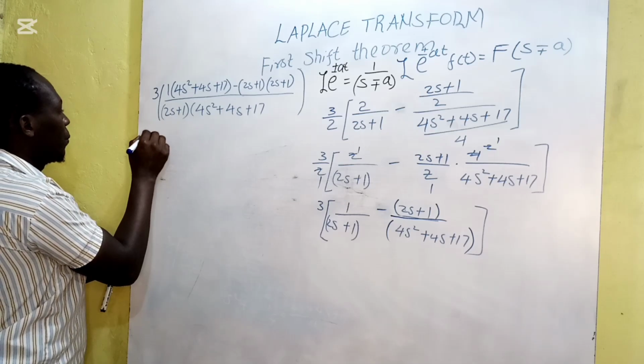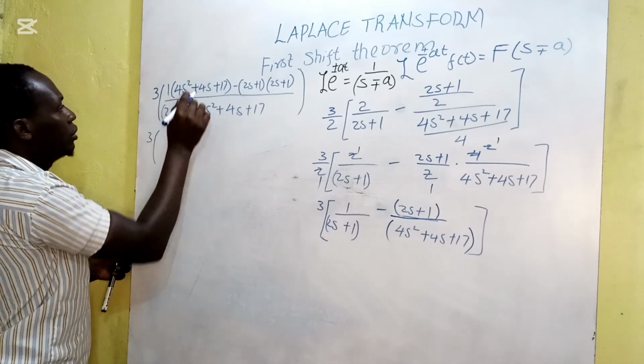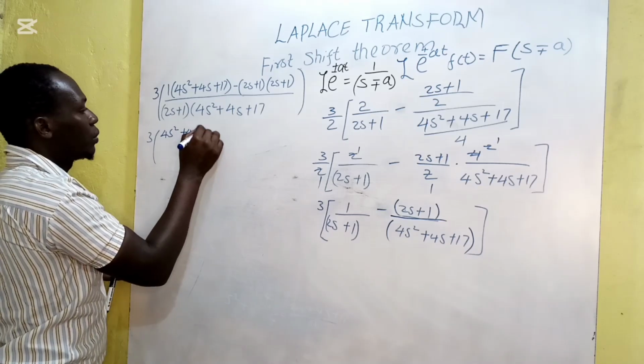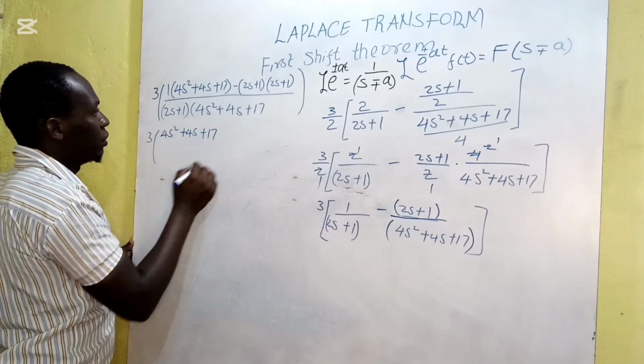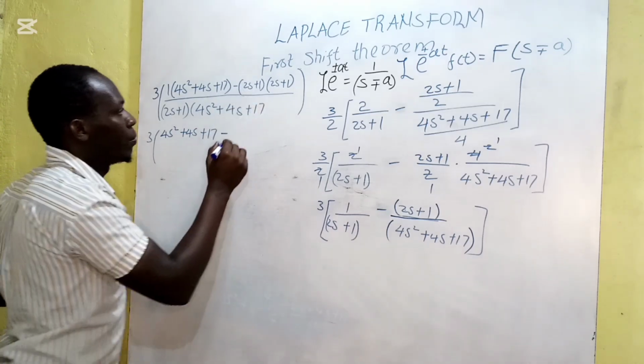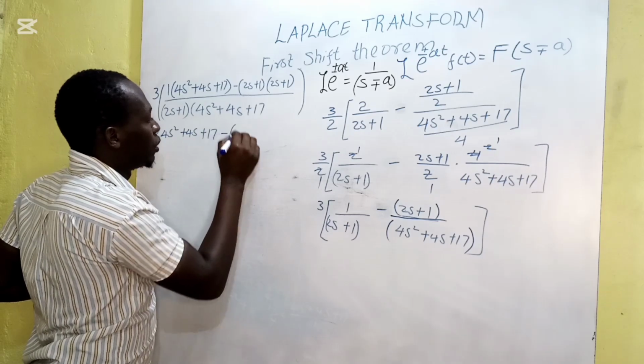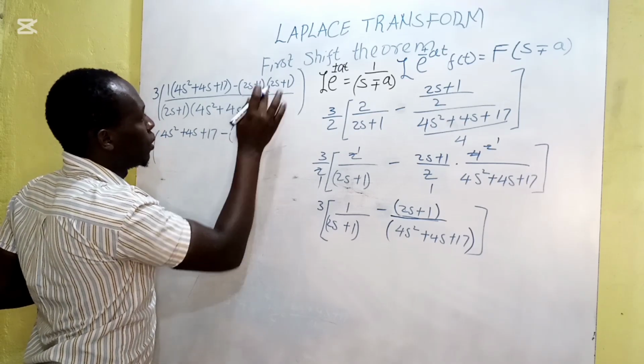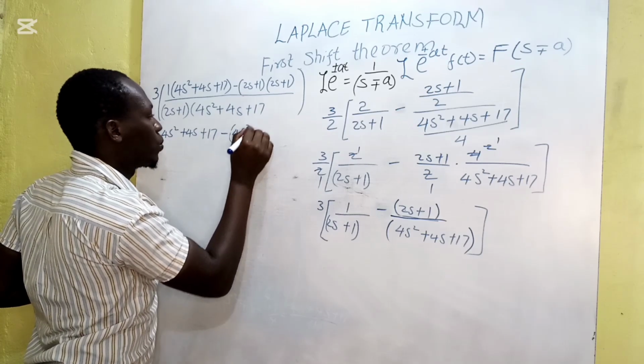On the numerator, we are going to have 3 into 4s squared, we add to 4s, we add to 17. We subtract from 4s squared.